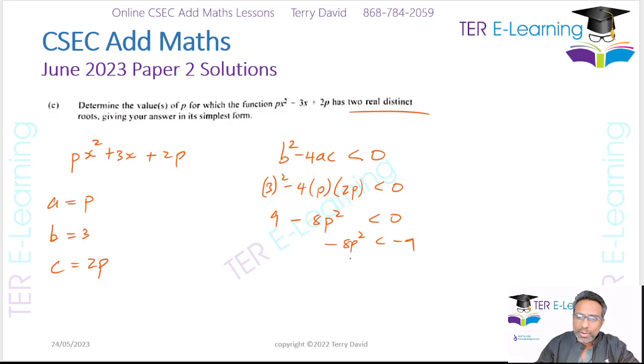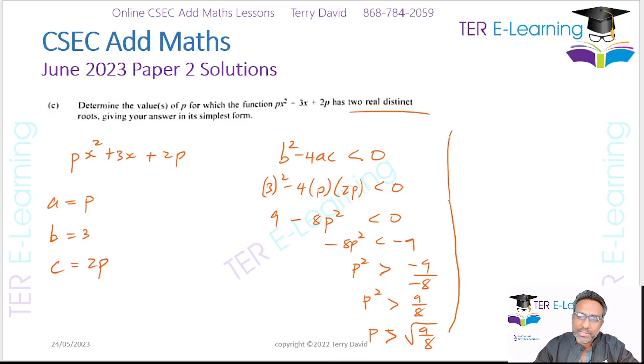So therefore, p squared, now because I'm going to divide by minus 8, I need to change the sign here. So this is going to be greater than minus 9 over minus 8. So therefore, p squared is greater than 9 over 8. So therefore, p is greater than the square root of 9 over 8, right? Now they said give your answer in its simplest form. So it's possible that they want us to write this in a surd form, right?